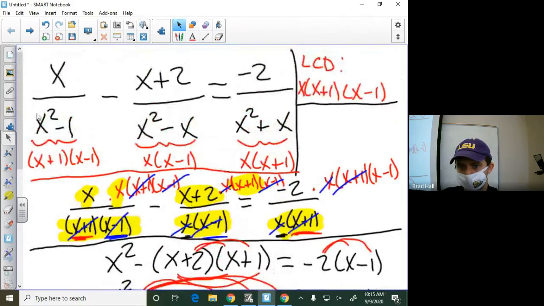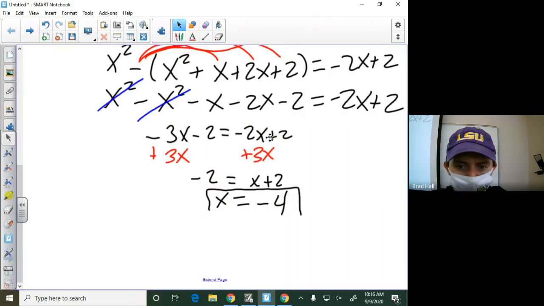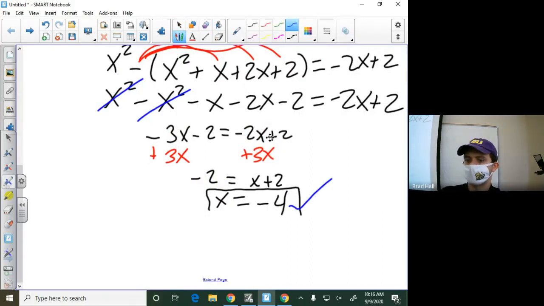So remember, it was negative 4. We plug in negative 4 into this denominator. Negative 4 squared is positive 16, minus 1 is 15. Doesn't sound like 0. Over here, you would get negative 4 squared is positive 16, minus negative 4, so you would get 20. And then over here, you would get 12. So none of those are 0. We plug it into every denominator. None of those give us 0. So we can keep it. So we keep it. It's negative 4.